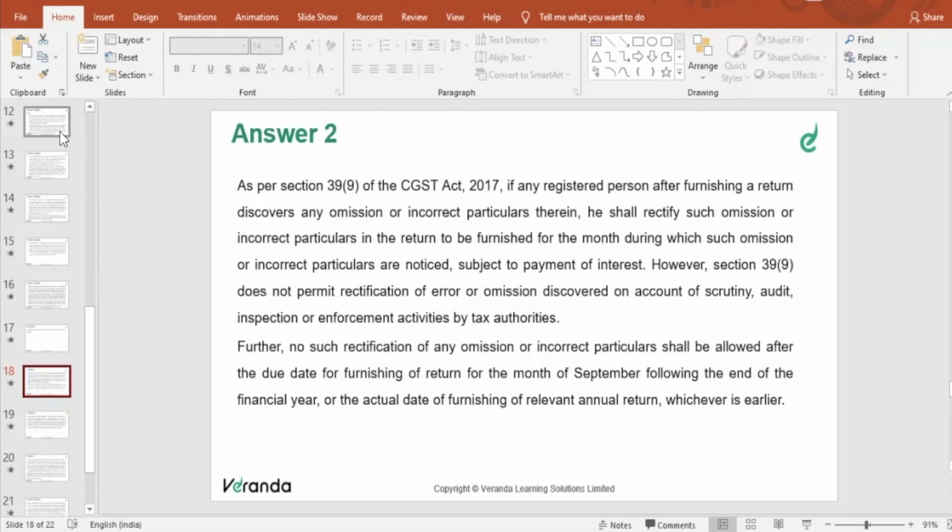Understood. Okay. Anybody else? Just to carry you again through it: if you yourself identify a mistake and then make the correction, then at that point of time, if there is an excess amount payable, you may pay the interest and rectify it. If you have already paid excessively, you can rectify it in the subsequent return whenever you identify the mistake. But again, no rectification will be allowed after the due date of furnishing of return for the month of September of the subsequent year, or the date of furnishing of annual return, whichever is earlier.